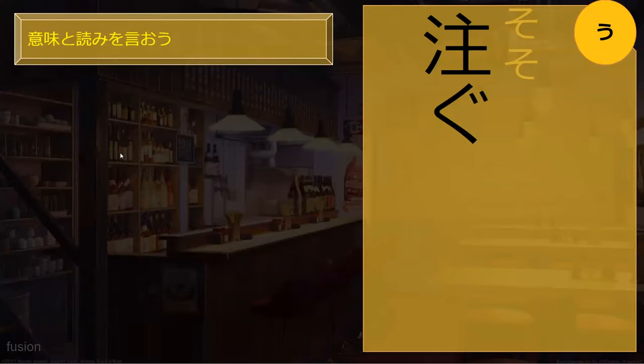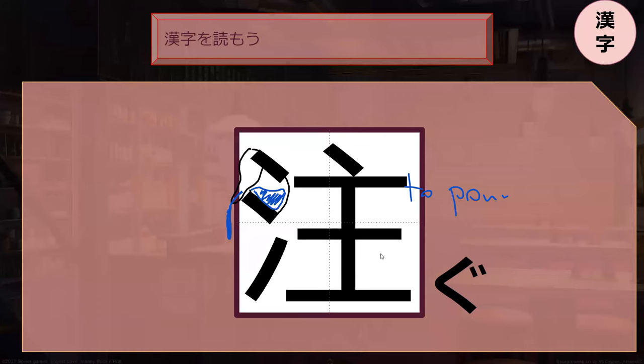Do you happen to know sosogu? This is our first time seeing it in this book. So we have the water, the mizu, so it has to do with water. It does. And this is a verb. It's an u verb, so it might have something to do with pouring water. It does. It means to pour. Sosogu, pour. It doesn't have to be water, but it's probably water. It could be tea, though. You could sosogu tea.